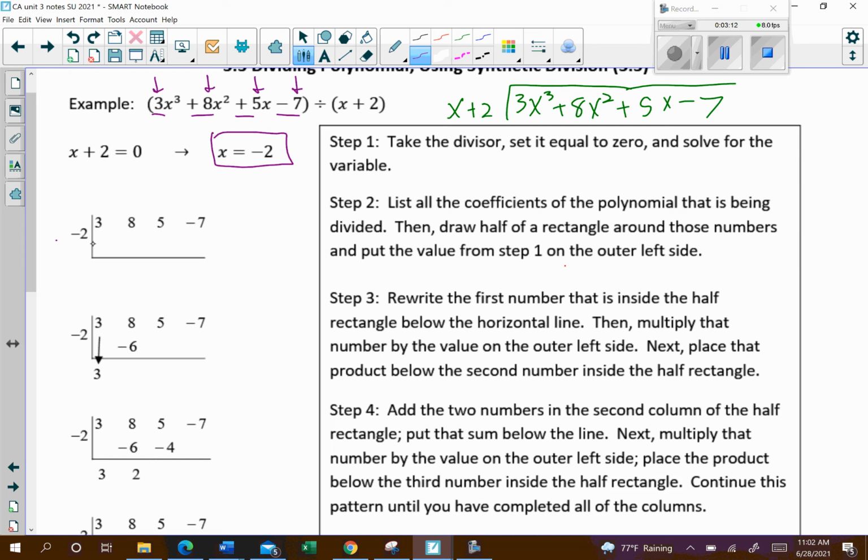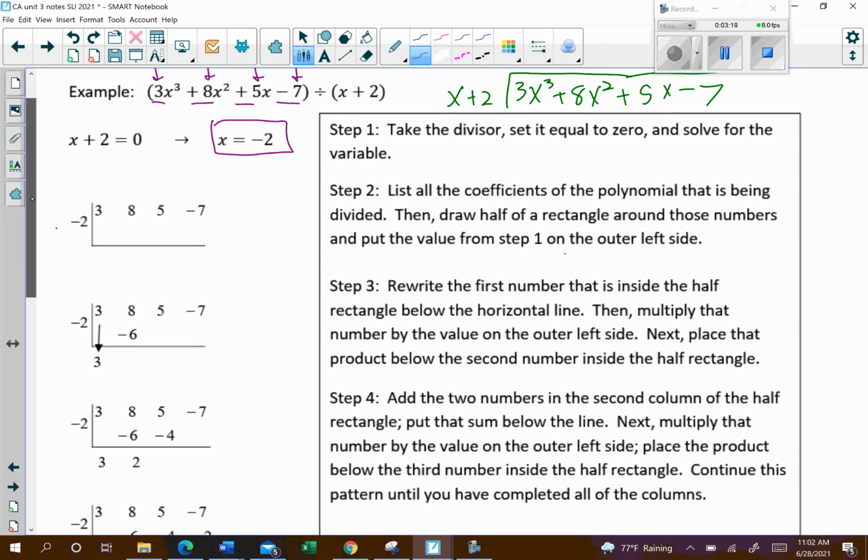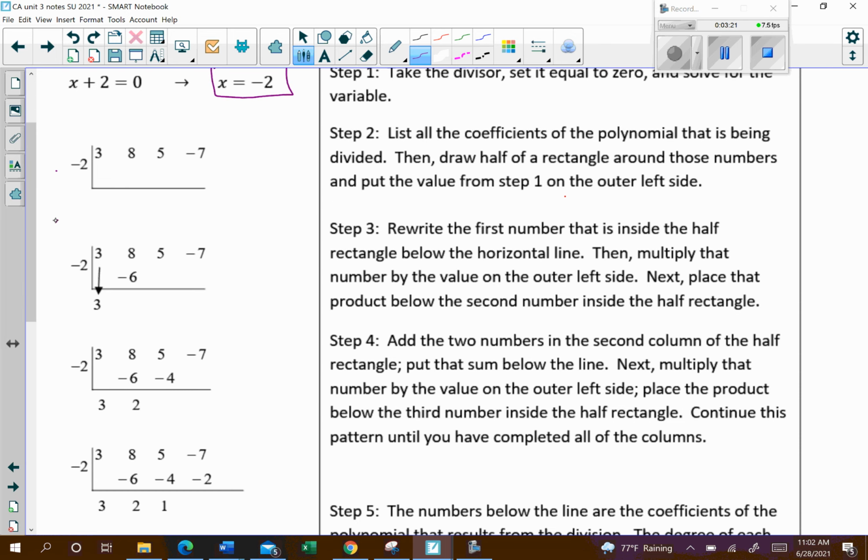Okay, so the next part is going to be an algorithm. It's a process that we do over and over again until we get to the end. So what we do here, step 3, rewrite the first number that's inside the half rectangle below the horizontal line. I like to draw a line and an arrow and put that number right there. You'll always take that first one and basically drop it. I like to say I drop it. So we drop it down.